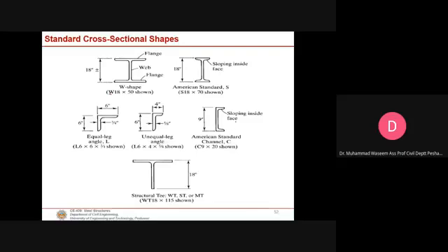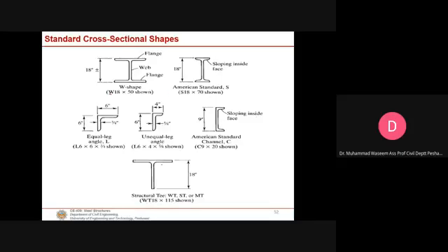Similarly, we have channels, or American Standard channels. If you look at this shape, it is C. They are designated with C. C9x20: 9 represents the depth of the section, and 20 represents the weight in pounds per foot along the length. Okay, so these are some of the shapes.